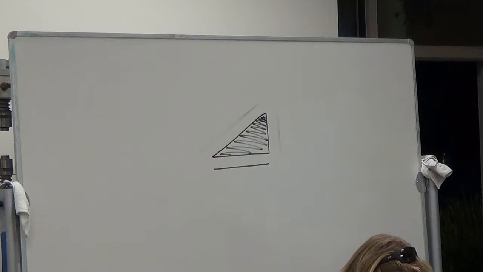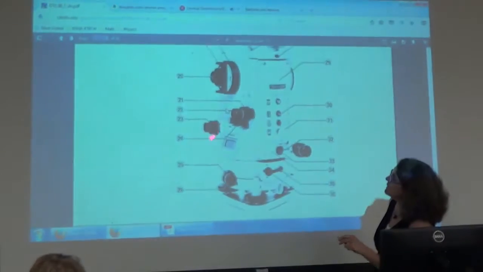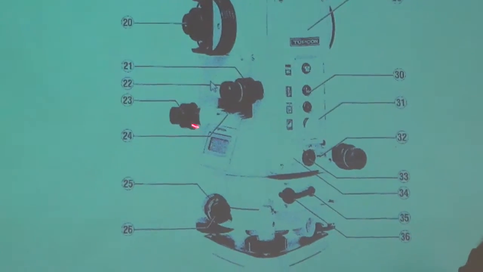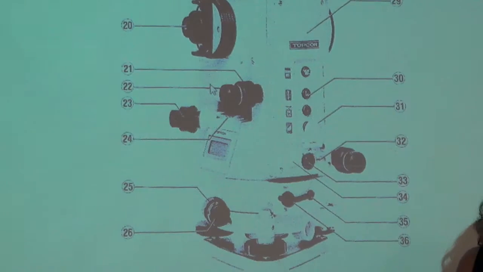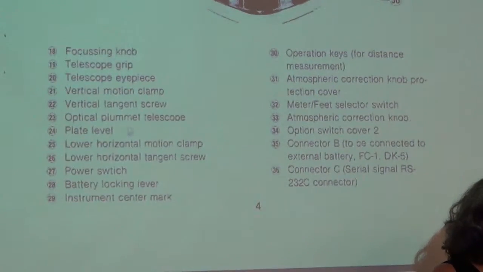So you should definitely take some time before Saturday and look at this. Like, what is 23? Well, it could be the optical plumb. It could be the locking, right? It could be the locking for the upper plate or the lower plate. So let's see what 23 is. Optical plumb.